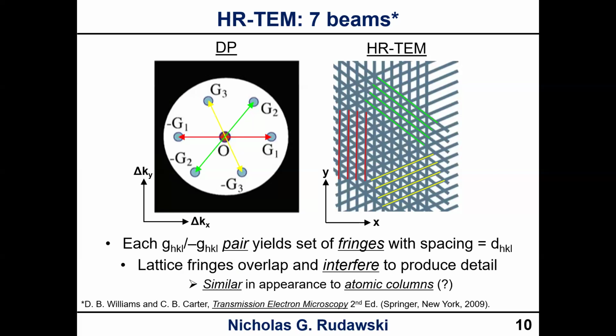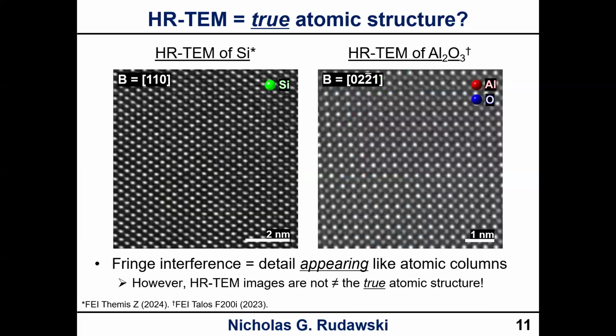So this gets us to this first question, and one that comes up very often in high res, especially to people new to this kind of imaging: are we actually seeing this when we're doing a high res image? Are we actually seeing atomic columns? So in high res, are we seeing the true, or not necessarily columns, but the true atomic structure? Is a high res image really a picture of the true atomic structure?